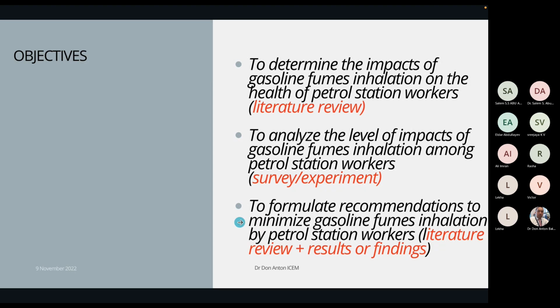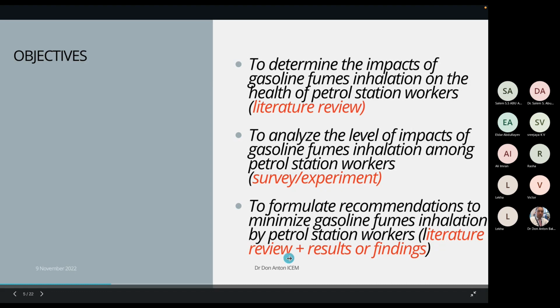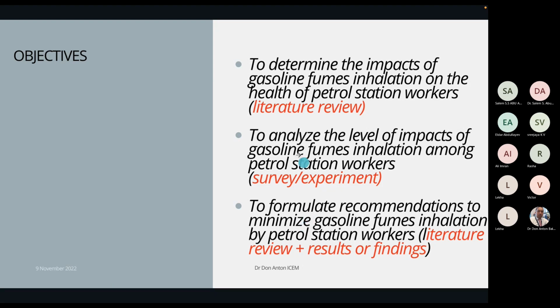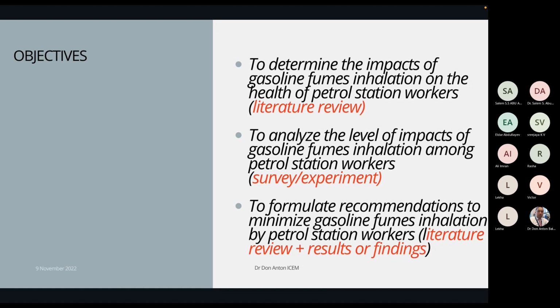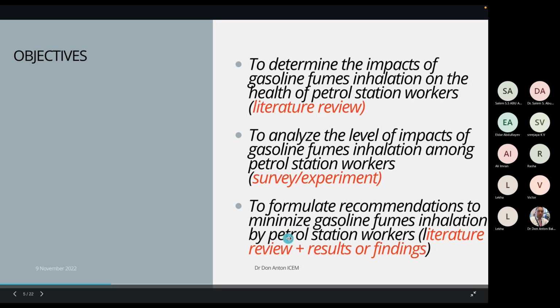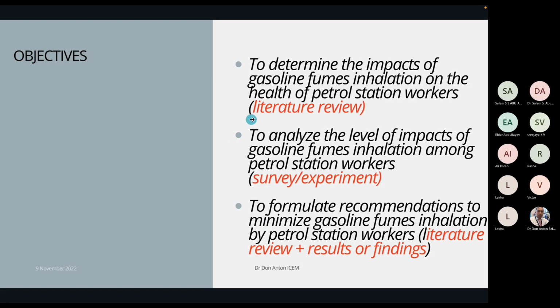The next type of objective is to formulate recommendations to minimize gasoline fumes inhalation by petrol station workers. So here, you need a review, and based on your review, you will get findings, and you need results from your experiment or from your survey. And if you collate them together, you can use them as a basis for formulating those recommendations. So you see, from objective one down to the last objective, you need literature review. So how could you not afford to spend more time and effort on literature review when the objectives that you have are achievable by doing the literature review?